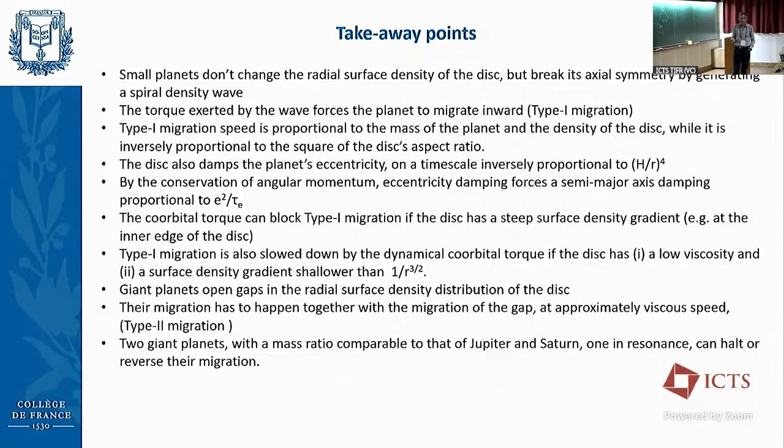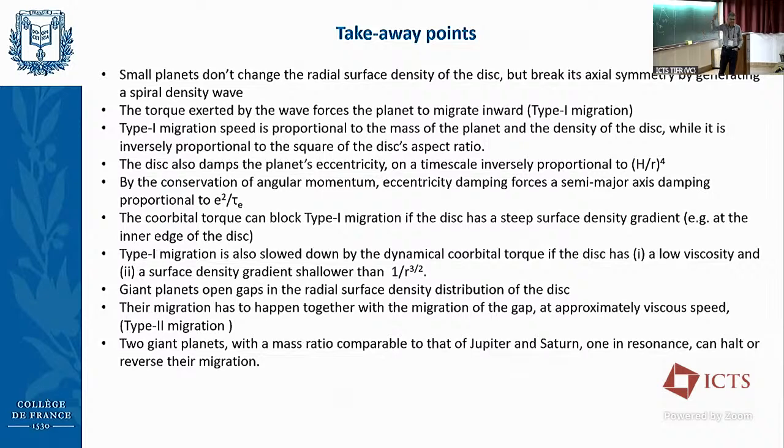The giant planets open gaps in the surface density of the disk, and then they are trapped in their own gap. And so they have to move with their gap at approximately viscous speed unless the disk has a little mass, and this is the essence of type 2 migration. And two giant planets with a mass ratio comparable to Jupiter and Saturn, once in resonance, can halt or reverse their migration. And this is very important because, of course, Jupiter and Saturn exist in the solar system, so this is what they probably did.